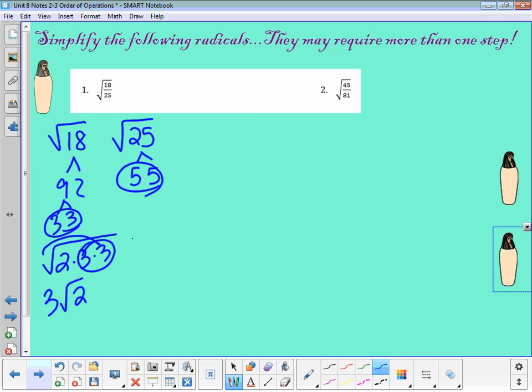Well, that's going to be a pair. So even though I have 5 times 5 underneath the radical, because everything's in a pair, that's just going to break down to 5. So this then is going to become 3 square root of 2 over 5.